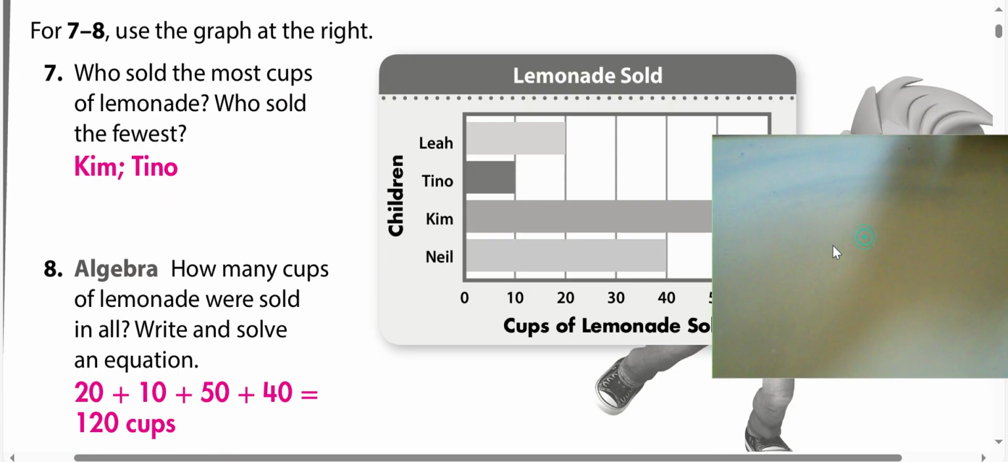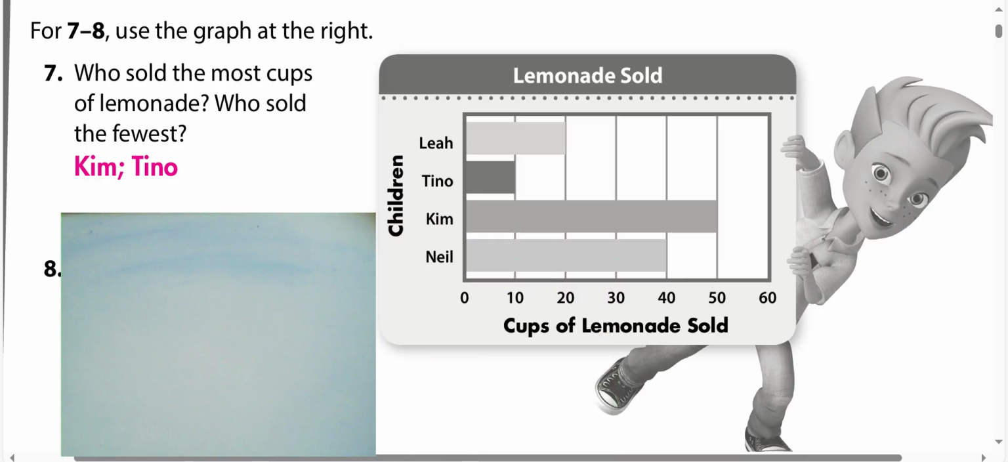Question number 7. Who sold the most cups of lemonade? Who sold the fewest? The most was Kim, and the smallest was Tino. We have the vertical bar model. Vertical or horizontal, we can see that Kim goes to 50 and Tino to 10, then it's the greatest and the smallest. You can find the most and the lowest.